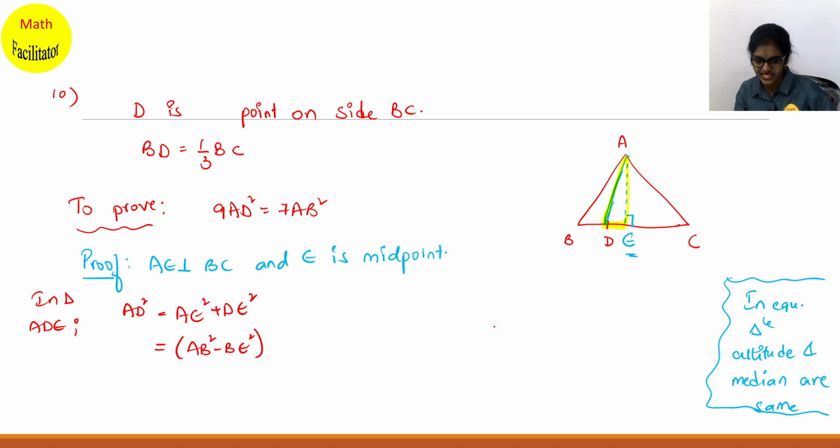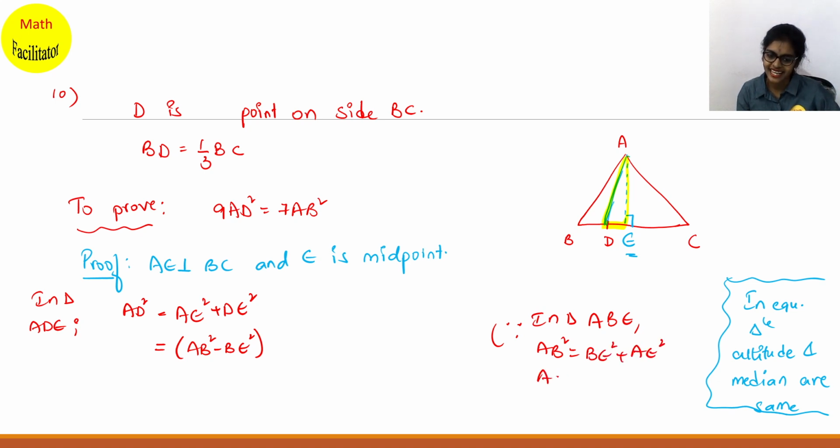Since triangle ABE is a right angle triangle, AB square is equal to BE square plus AE square. So I can write AE square as AB square minus BE square.